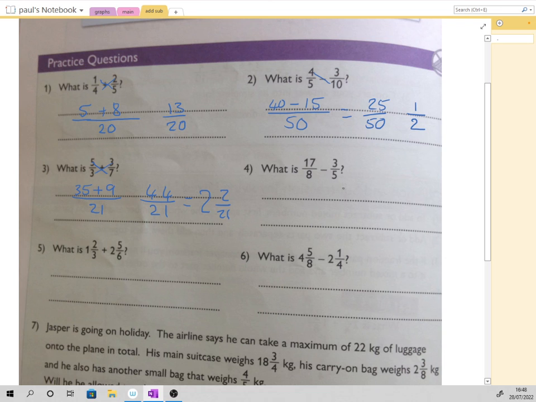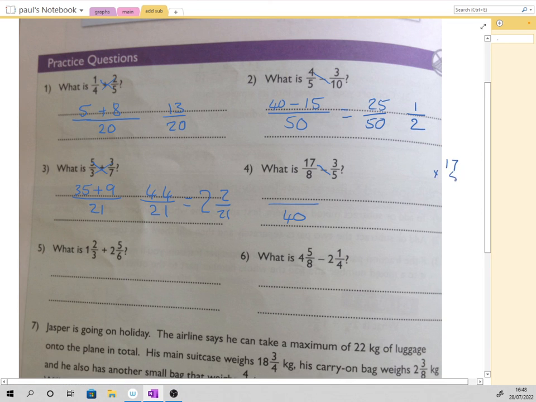17 over 8 minus 3 over 5. Right? 5 eighths are 40. That goes on the bottom. 5 17s, let's come over here. Times 5. 5 sevens are 35. 5 ones are 5. 85. 85 minus 3 eighths are 24, which is 61 over 40. 40 goes into that 1 with 21 over 40 left.